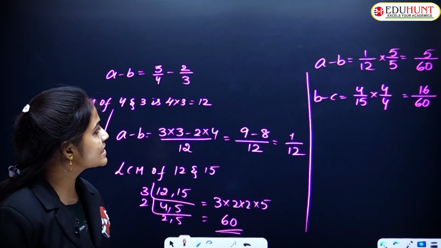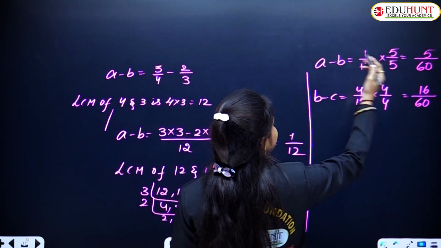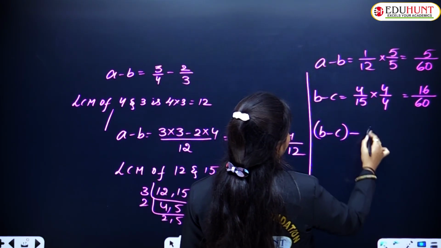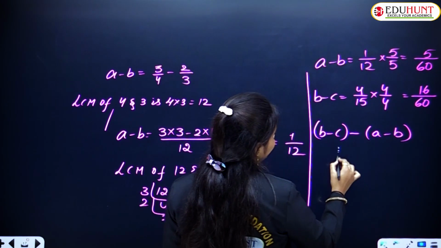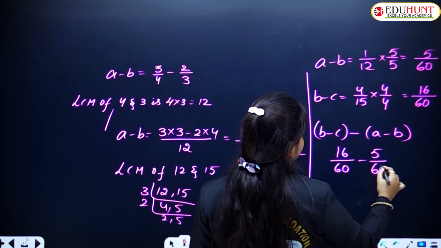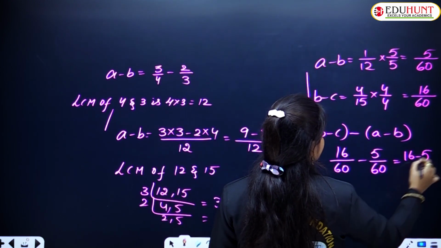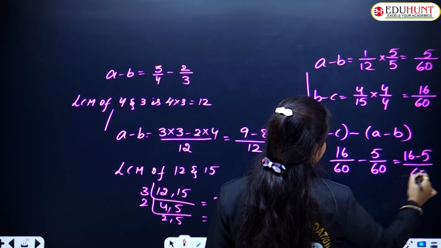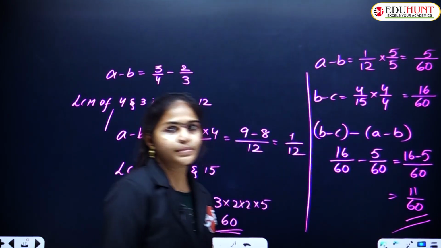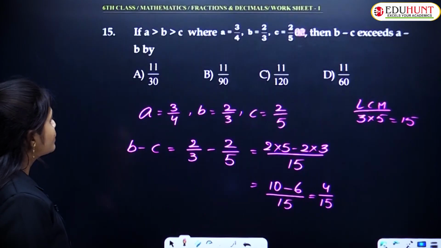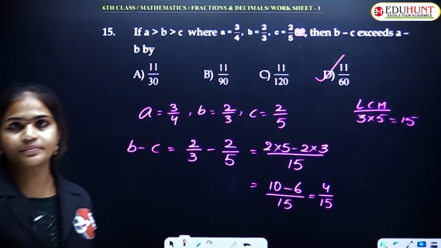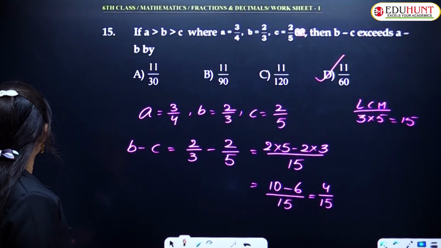Understand? Now what they're asking: B minus C exceeds A minus B by how much? So B minus C minus A minus B value we need to find out. 16 by 60 minus 5 by 60, which is equals to 16 minus 5 by 60, which is equals to 11 by 60. Understand? So here which option is correct? 11 by 60. Option D is correct. Am I clear? Yes. Next one.